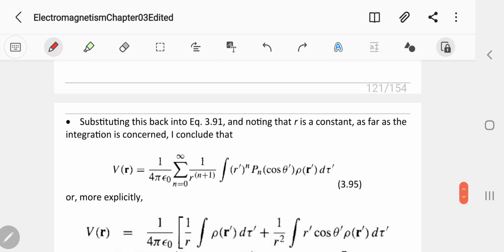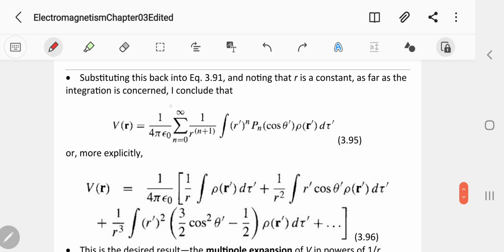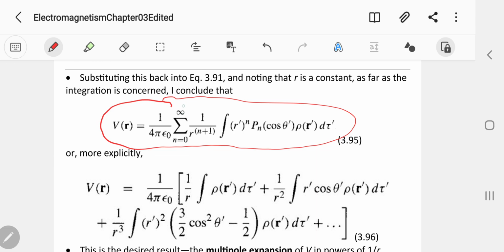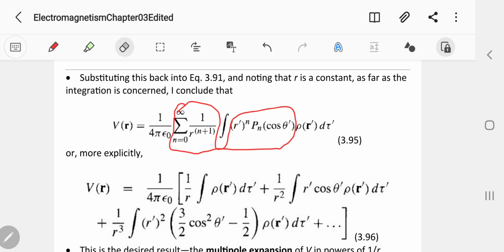Then you can write the potential with 1 over r times the integral of d tau, rho of r prime, d tau prime. So you can rewrite the potential to be this form, where the 1 over script r would be just this part here. That is the 1 over script r.